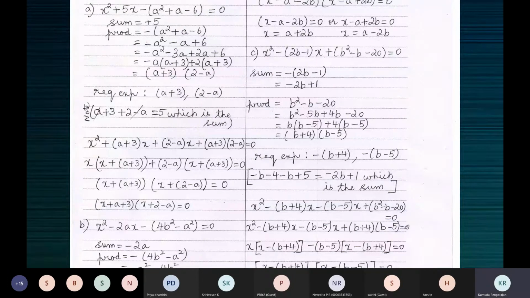So we factorize to make our work easy, since it's not easy to find otherwise. So you have to factorize the product expression. And when you factorize, you get two simpler expressions like a plus 3 and 2 minus a, using which you can find the two expressions to split the middle term of the original equation.